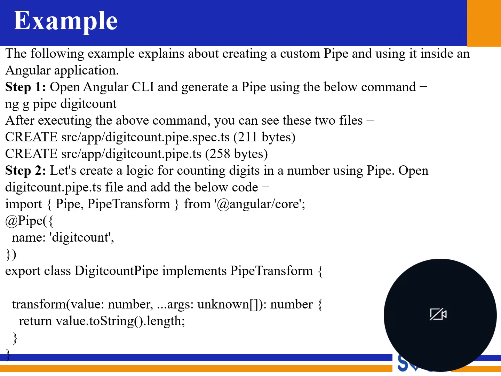This is the example. First we have to create the pipe with ng generate pipe digitCount. After executing the command, you can see these two files. In step 2, you have to create the logic for counting digits in a number using the pipe. In the digit count ts file you have to add the below code. Similarly, first you have to create the pipe.ts, then pipe.html, then you run it in the browser and you get an output.